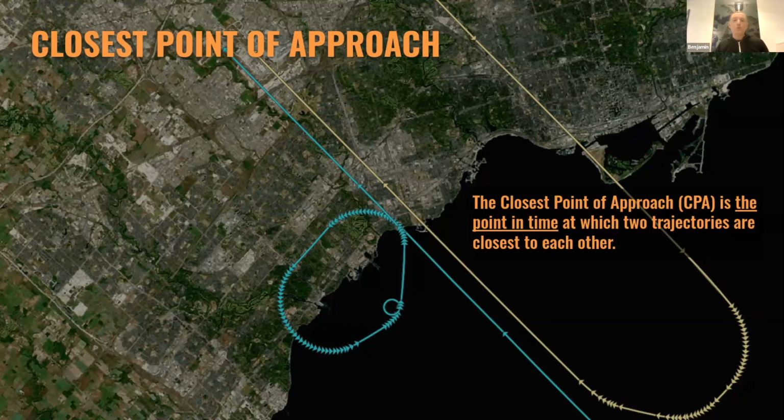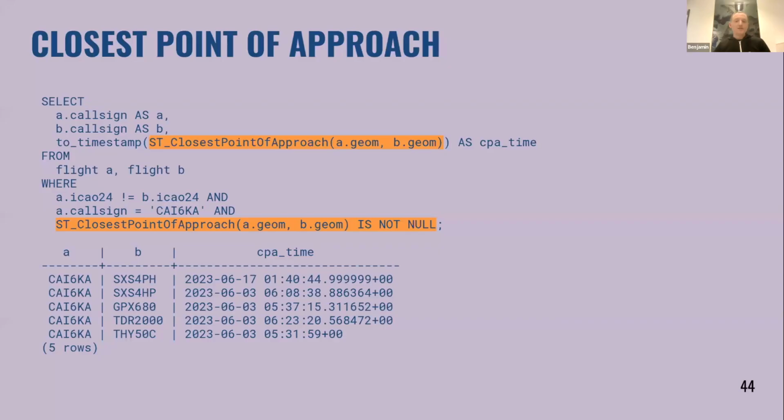You actually have to know when they were traveling, and only using that can you say, oh, it was at this point in time that they were closest to one another, and that is in fact the closest point of approach. So there's a function in PostGIS called ST_ClosestPointOfApproach, and it takes two of these four-dimensional line strings, and it gives you the exact time at which they were closest to one another.